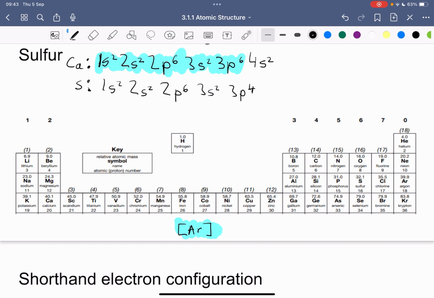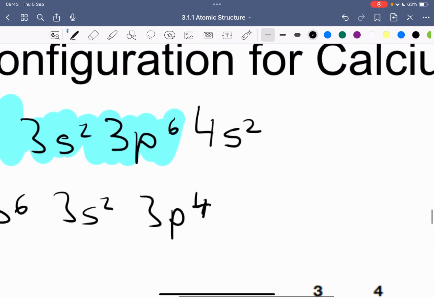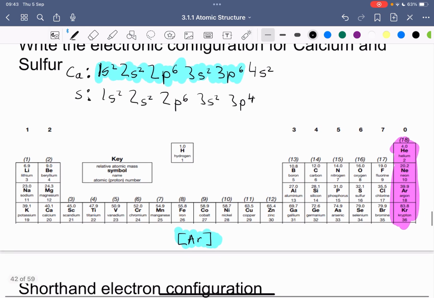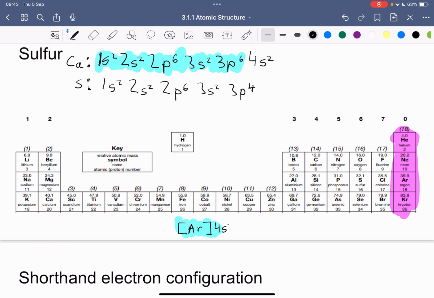Now, I'm only allowed to do this with the noble gases, so just the elements down here in group 8. And then we have 2 extra electrons, right? So I just need to write that down. So 4s2. Alright? That's quite simple.